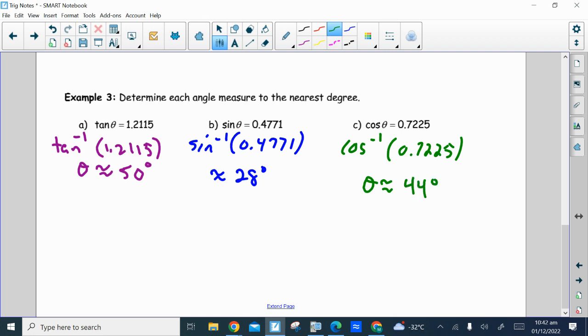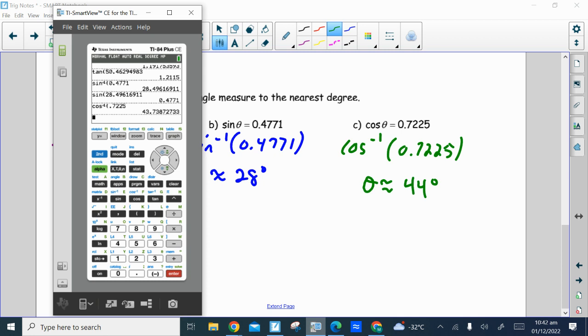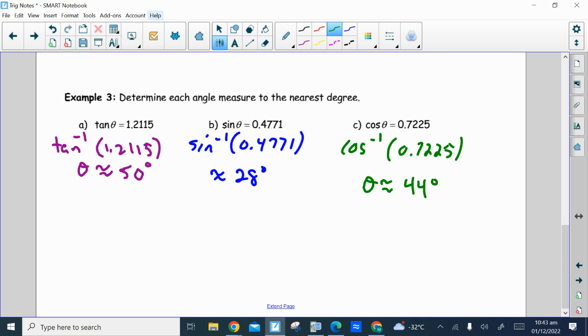And if I wanted to check that again, I'd have to do the cosine of the entire angle that's in my calculator, 43.73872733. And you get the right decimal, 0.7225. So you can always check these. You should never get them wrong.